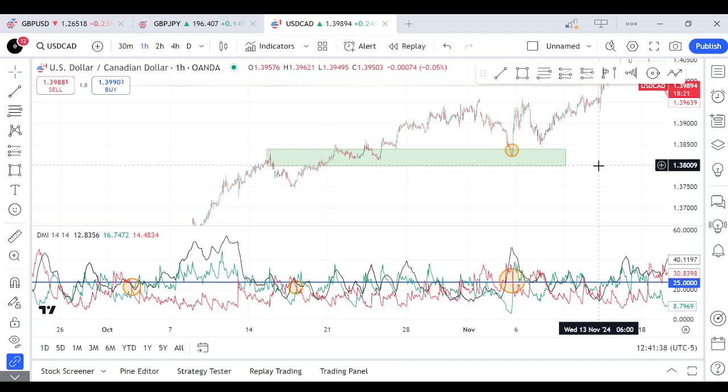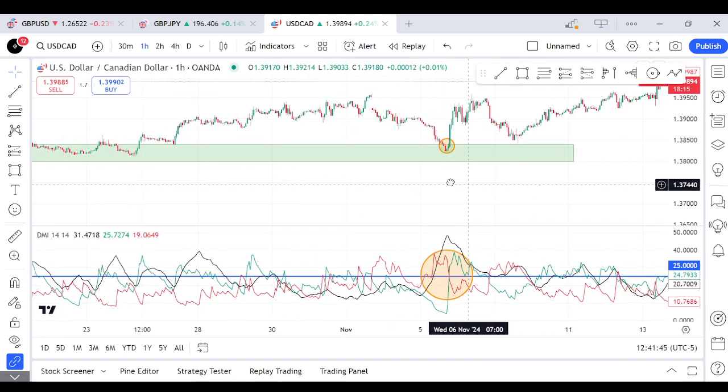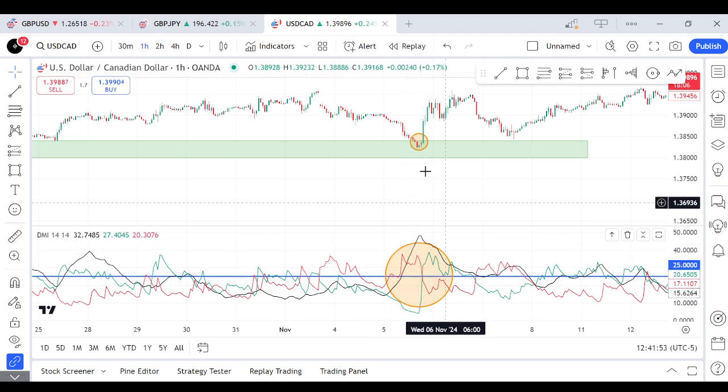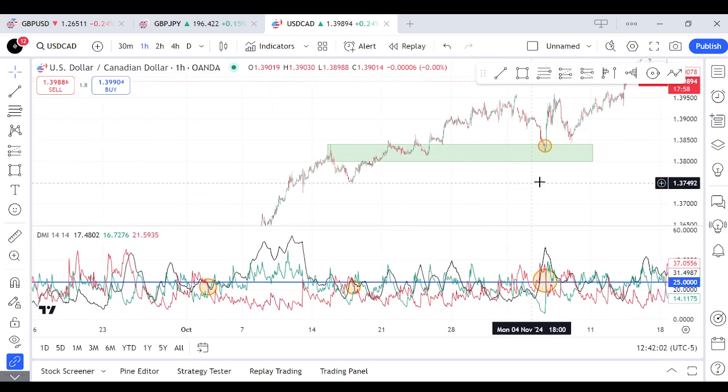And the next step is to enter only when DMI signals occur at that key level. You can see DMI signals here, the positive DI line crossing above the negative DI line with the ADX above 25, and that gives us a valid confirmation that yes, we should be looking to enter a bullish trade from here.